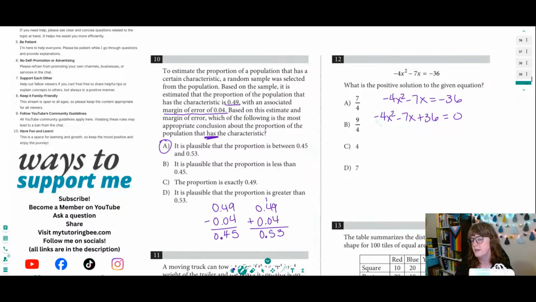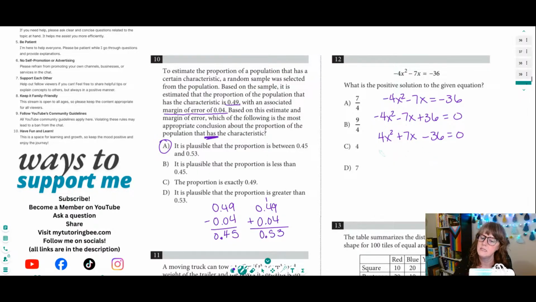Now I also want to get rid of this negative. I don't like having a negative out for my first term. So I'm going to divide everything by -1. So that's just going to flip the signs of all of my terms. And 0 divided by -1 is still just 0. And yes, you can do that as long as you're performing the same operation to both sides of the equation.